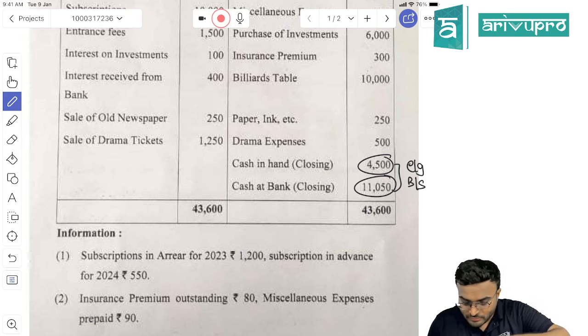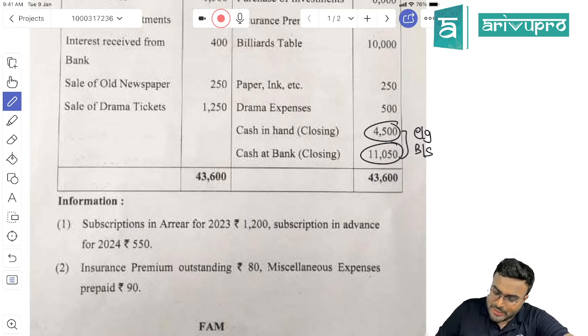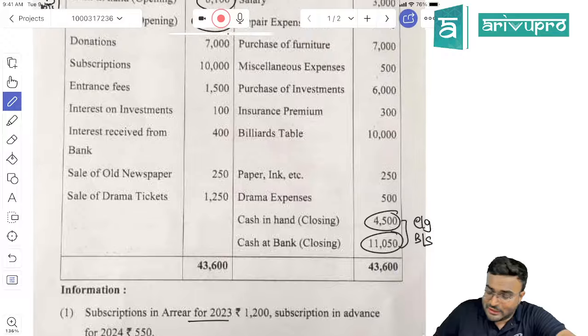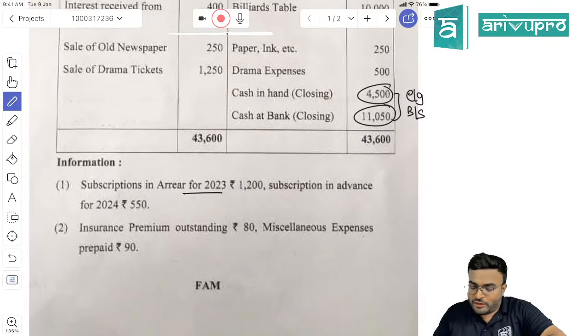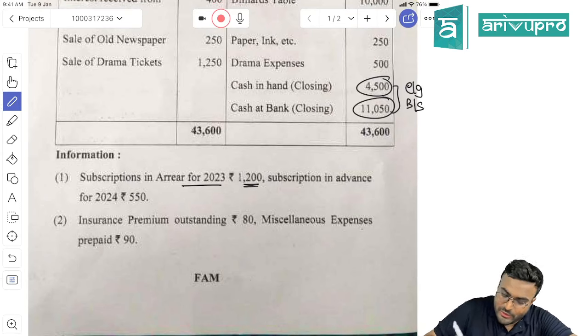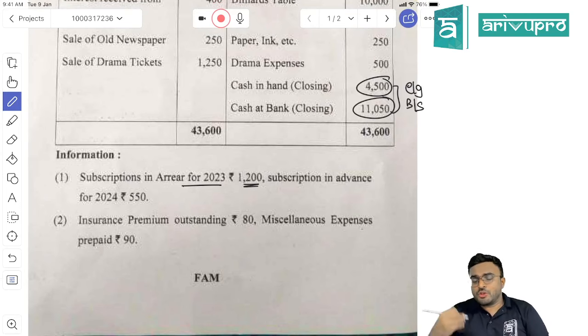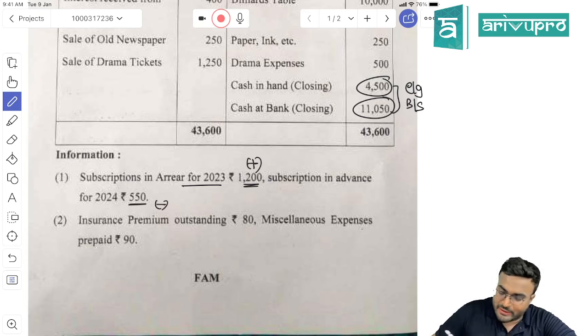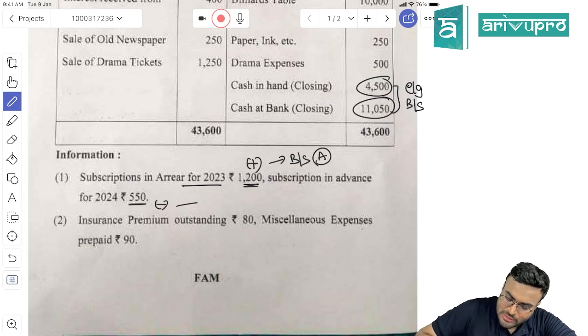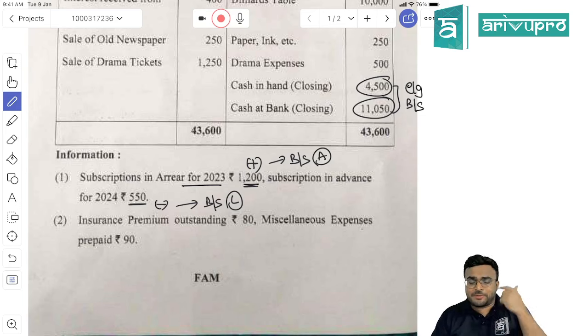Now, understand this. Subscription in arrears for 2023. We are in which year? We are in 2023 only. For 2023 it is 1,200 and received in advance is 550. So what will you do? Whatever is in arrears, you will add it, and this 550 you will subtract. This will go to the balance sheet as an asset, and this will go to the balance sheet as a liability. Clear? Subscription you will add and then subtract this one, and then take it into the balance sheet.